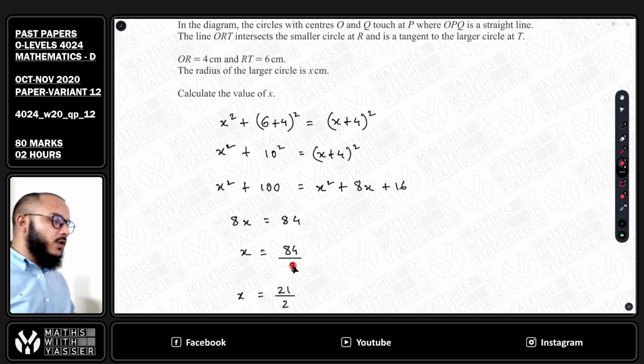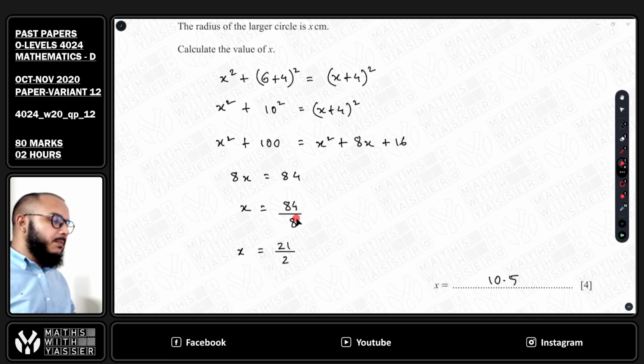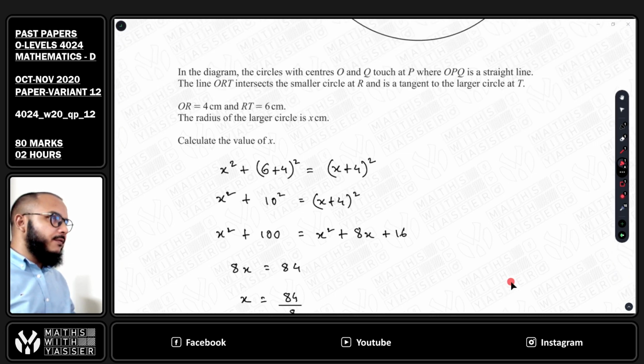So x will be 84 over 8, or I can simplify it by dividing the numerator and denominator by 4, and I will get 21 over 2. So x is 10.5 centimeters.